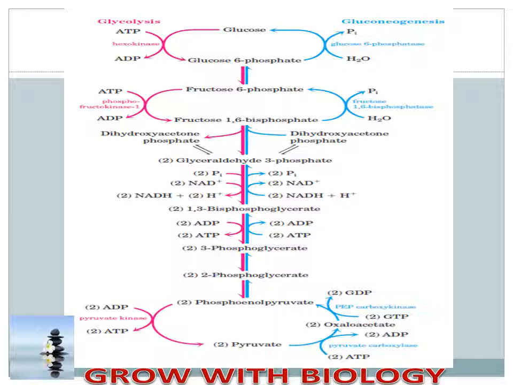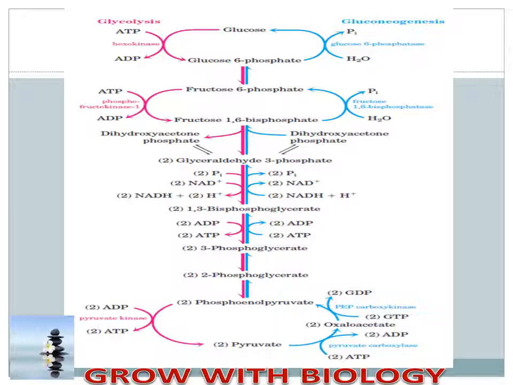For this reaction, pyruvate to oxaloacetate, the enzyme required is pyruvate carboxylase. Oxaloacetate converting to phosphoenol pyruvate requires the enzyme PEP carboxykinase. Now once phosphoenol pyruvate has formed, it will get converted to 2-phosphoglycerate, then 3-phosphoglycerate, 1,3-bisphosphoglycerate, glyceraldehyde 3-phosphate, dihydroxyacetone phosphate, and then fructose 1,6-bisphosphate. This fructose 1,6-bisphosphate gets converted to fructose 6-phosphate.